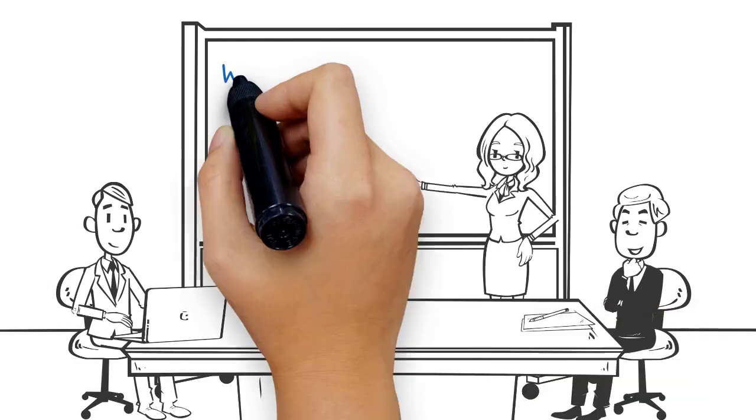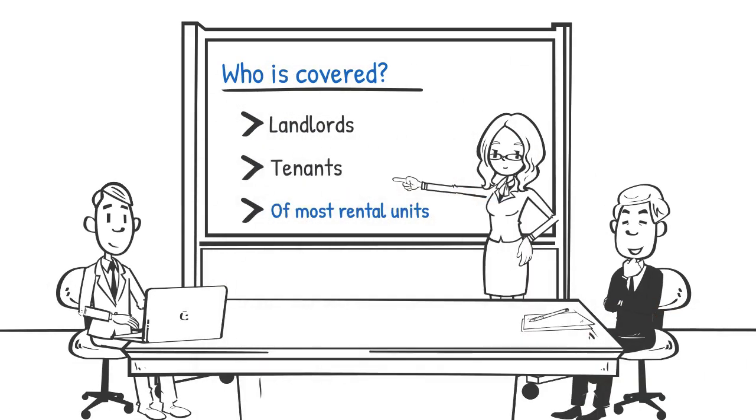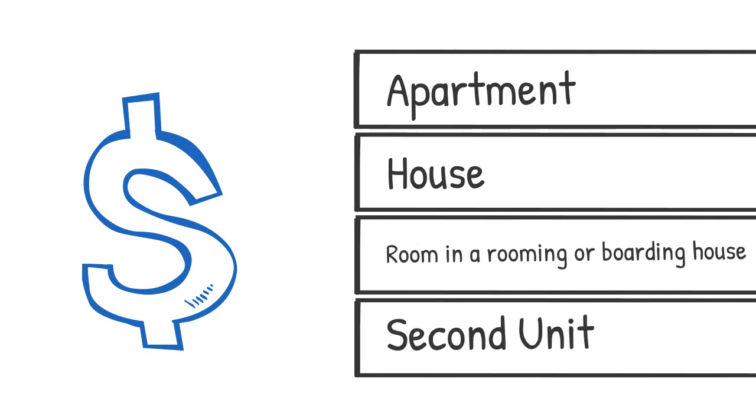Who is covered by this act? Landlords and tenants of most rental units are covered by the rules in this act. A rental unit is considered an apartment, a house, or a room in a rooming or boarding house. A second unit is considered a rental unit under this act.